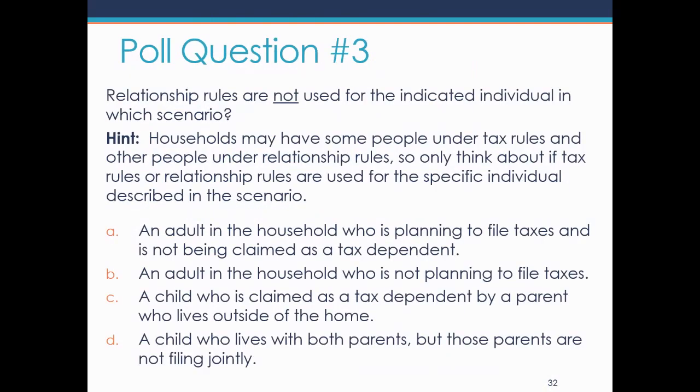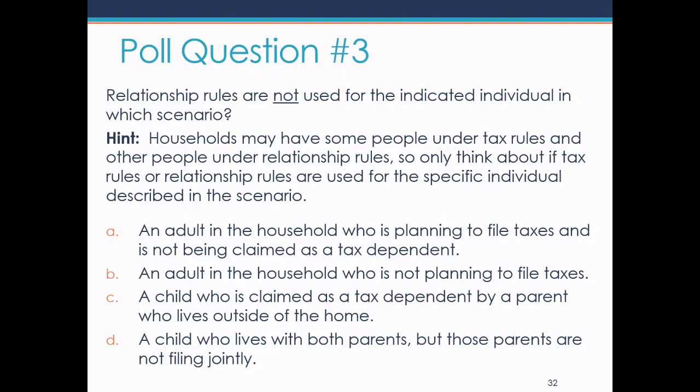All right, time for our next poll question. Question 3. Relationship rules are not used for the indicated individual in which scenario? So this one's a little complicated. Here's a hint. Households may have some people under tax rules and other people under relationship rules. So when we're providing these options, only think about tax rules or relationship rules if they're used for the specific individual described in each scenario. So again, the question is, relationship rules are not used for the indicated individual in which scenario? In other words, which one of these will use tax rules instead of relationship rules?